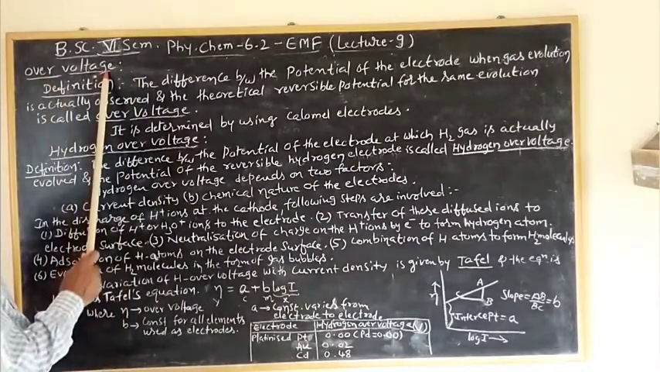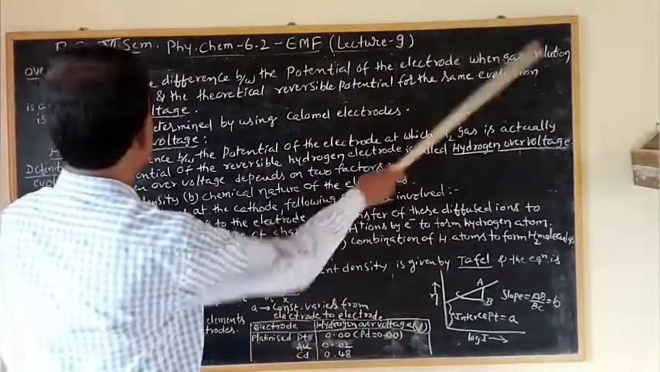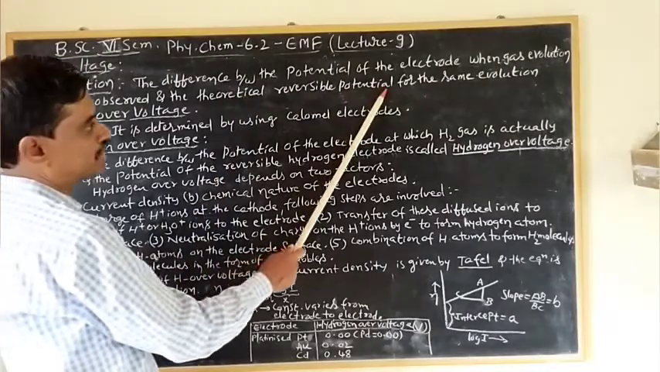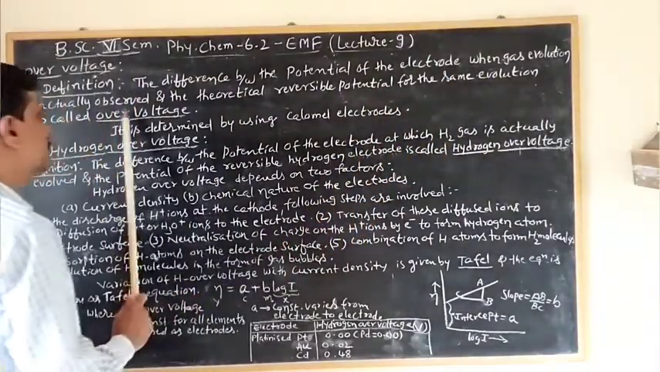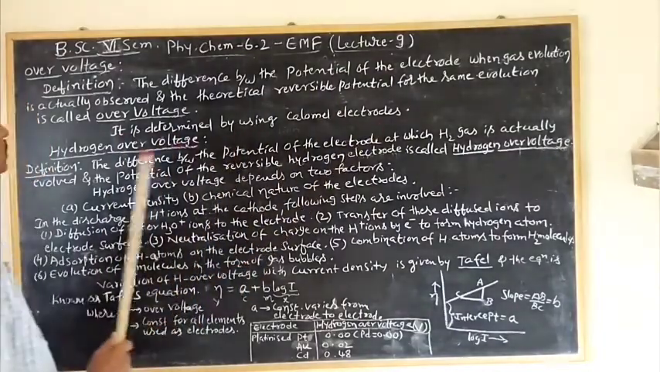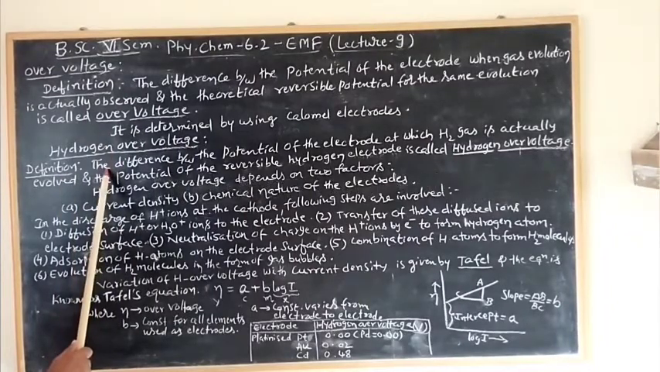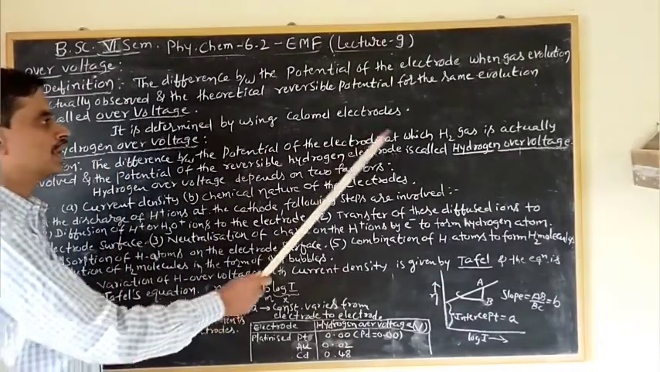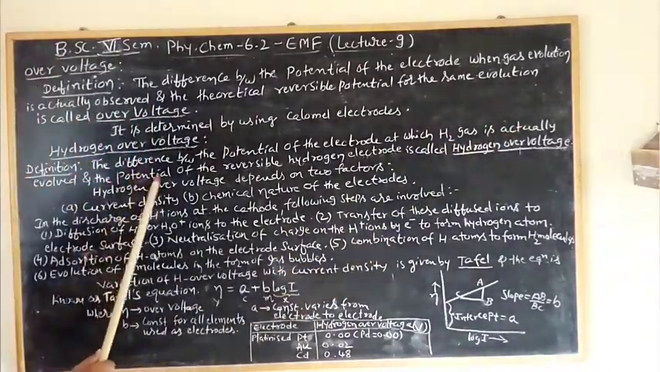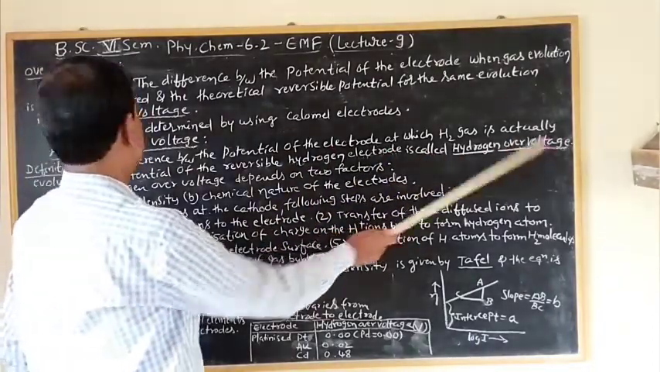So first is over voltage definition. The difference between the potential of the electrode when gas evolution is actually observed and the theoretical reversible potential for the same evolution is called over voltage. So it is determined by using the calomel electrode. The next term is hydrogen over voltage definition for 1 mark. The difference between the potential of the electrode at which hydrogen gas, H2 gas, is actually evolved and the potential of the reversible hydrogen electrode is called hydrogen over voltage.